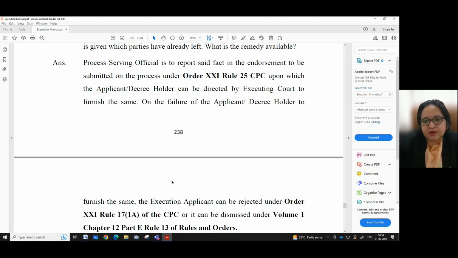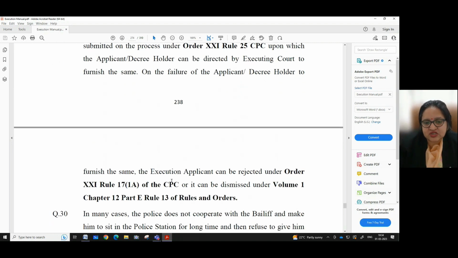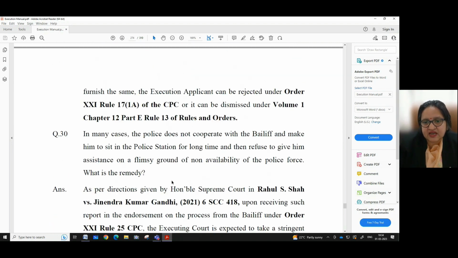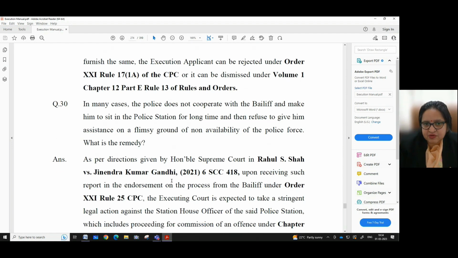On the failure of the applicant or decree holder to furnish the same, the execution application can be rejected under Order 21, Rule 17, Sub-Rule 1A of the CPC, or it can be dismissed under Volume 1, Chapter 12, Part E, Rule 13 of the Rules and Orders.